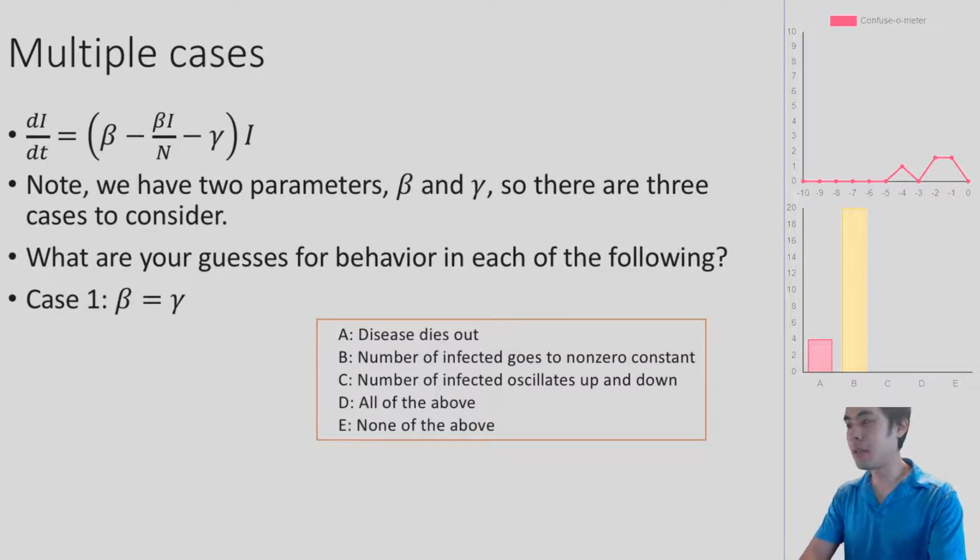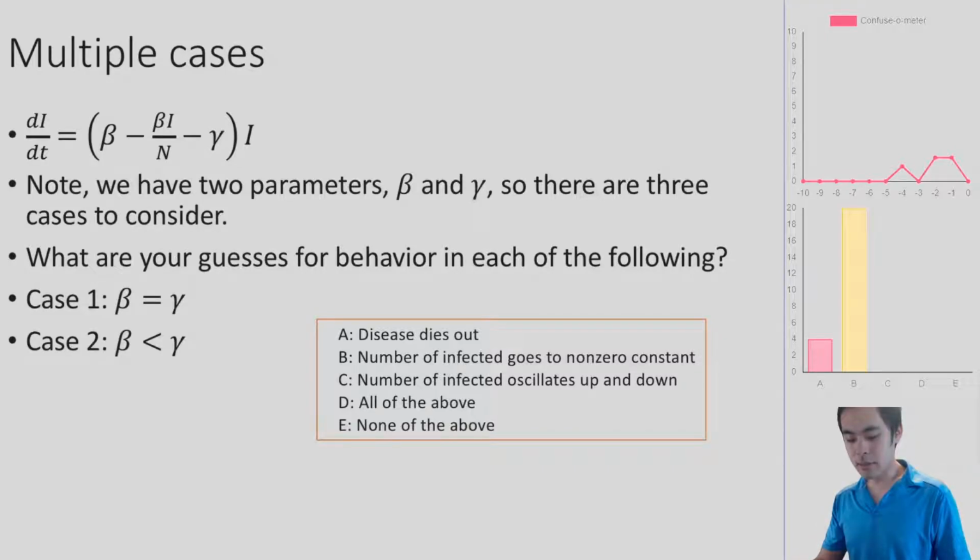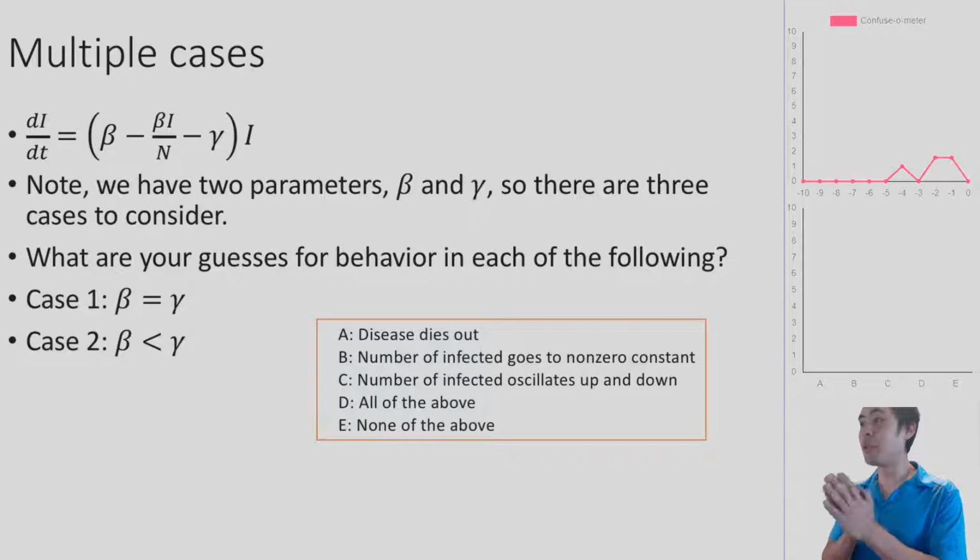Let me reset and ask you, what if beta is less than gamma? What happens if the infection rate is lower than the recovery rate?